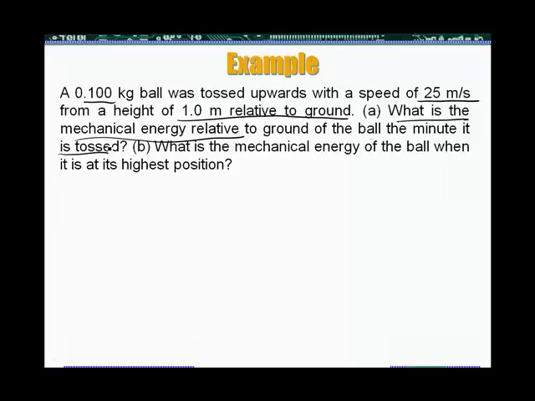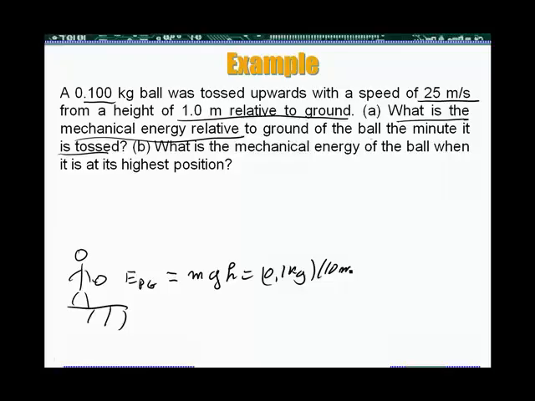Now, when we are tossing it, there are two things occurring there. At that particular point, this is ground for us, this is the person tossing the ball, it's 1 meter above ground. Now, the ball at that position is going to have a gravitational potential energy. Since they tell us to measure it relative to ground, that gravitational potential energy is mgh. It is, in this case, 0.1 kilograms times 10 meters per second squared times 1 meter, which is just 1 joule.